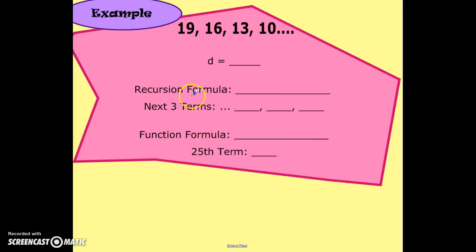So let's do a whole example with both parts. First you find the difference. It's always a good place to start. And I'm going to add a -3. My recursion formula, if I want to find the next term, I take the previous term and I add a -3. So my next three terms, if I want to find the fifth term, I take the fourth term, which is 10, plus -3, plus -3, plus -3.